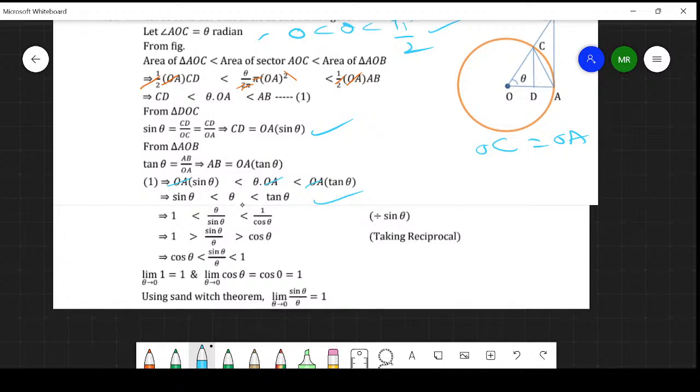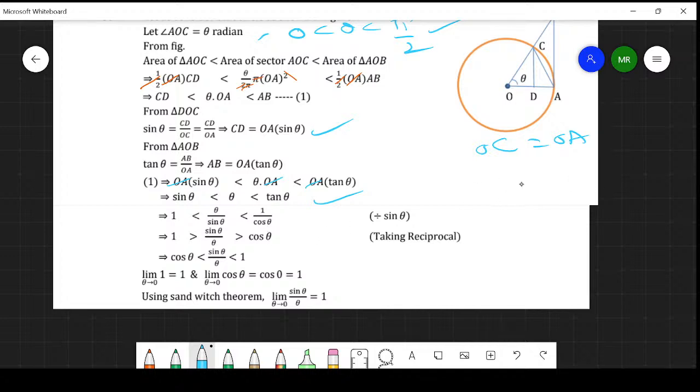Then sin theta less than tan theta. Now tan theta means sin by cos. You divide the inequality by sin theta. Sin theta by sin theta is 1, theta by sin theta, and tan theta divided by sin theta gives 1 by cos theta. Take the reciprocal: 1 by 1 will become 1 only, theta by sin theta becomes sin theta by theta, and 1 by cos theta becomes cos theta.